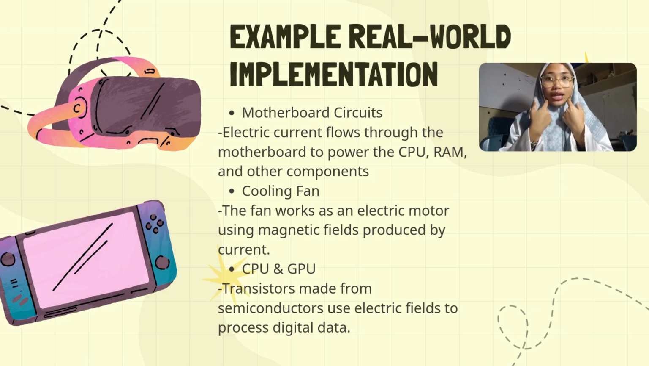Lastly, the CPU and GPU. The CPU and GPU contain billions of transistors made from semiconductor materials. These transistors use electric fields to control the current flow, enabling high-speed data processing and computation.